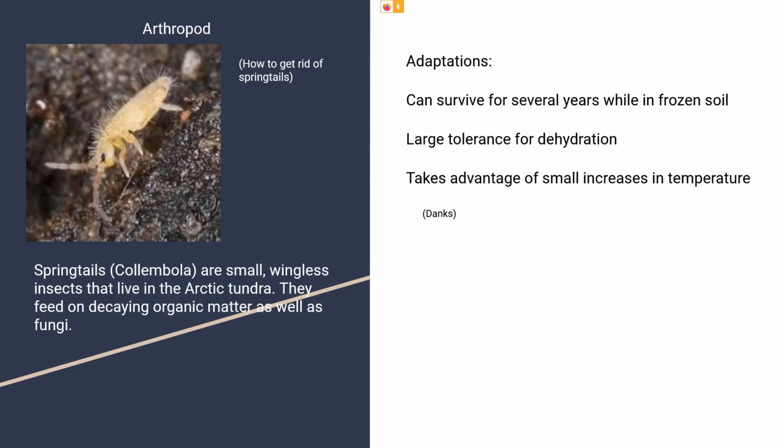For arthropods, there are things called springtails or Collembola, and they're small wingless insects that live in the Arctic tundra. They feed on decaying organic matter as well as fungi. Their adaptations are that they can survive for several years while frozen. They have a very large tolerance for dehydration, which allows them to survive when there's not much liquid water. And they can take advantage of small increases in temperature, so their body can sense even the slightest increase in temperature, and that's when it'll move and feed and everything.